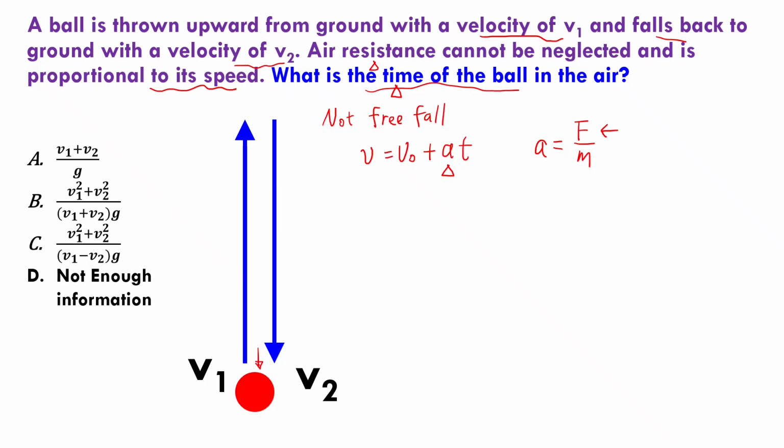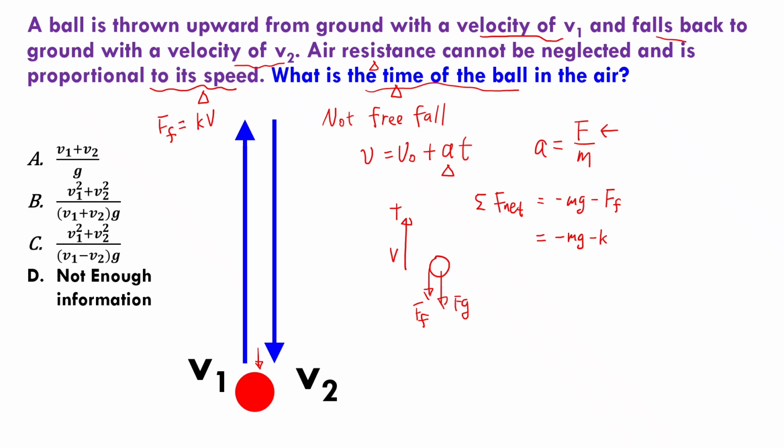Let's imagine the ball is going up. So the ball would be under two forces: gravity going down, and air resistance also resisting the motion, going down. If we consider going up as the positive direction, then the net force equals minus mg minus the air resistance. Because we know the air resistance is proportional to its speed, we can write the air resistance equals k times its speed. So this equation becomes minus mg minus kv.